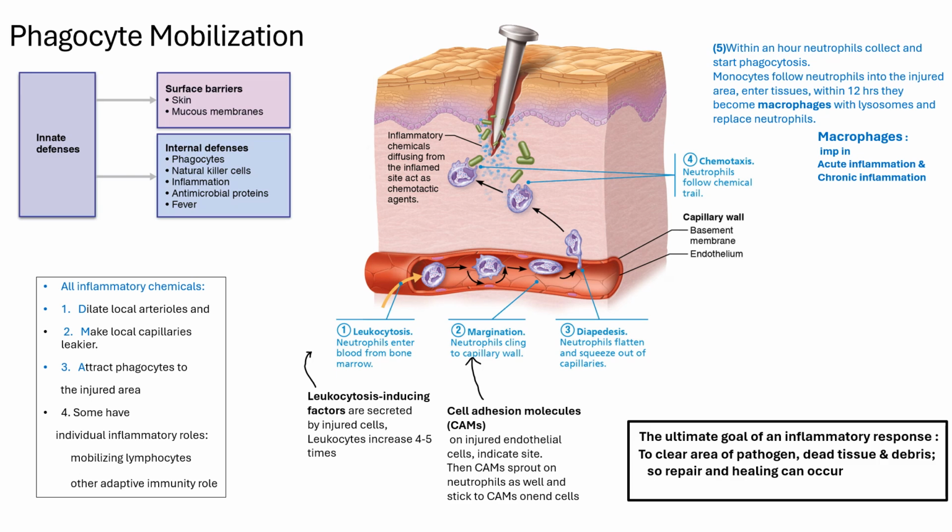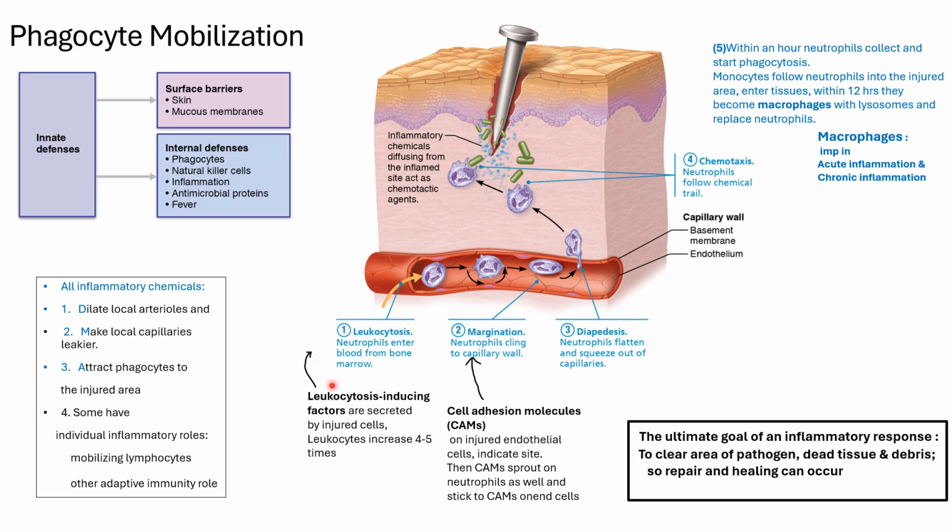Let's go over this slide. An injury has happened, and as a result, the injured tissue has released certain chemicals. What is the first step? The first step is leukocytosis. What is leukocytosis? The bone marrow is now pushing more leukocytes into the blood because it knows that something has gone wrong.